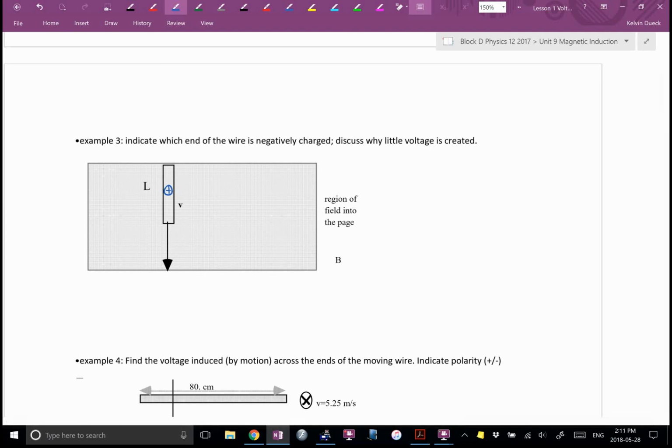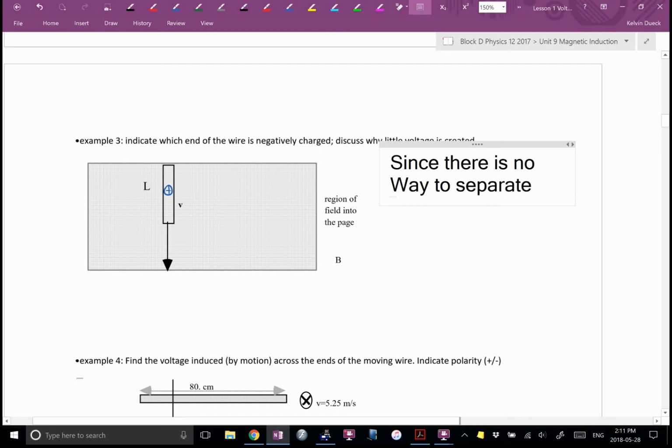Can it go anywhere to the right? Unlike the previous situation where I could separate the charges by some distance, is there any way for that positive to go to the right? And is there any way for the negatives to go to the left in this thin little chunk of metal? Lena, we just can't separate the charges with any type of distance. And so basically no voltage is going to be created, since there is no way to separate charges. Very little voltage is created. For all intents and purposes, zero.